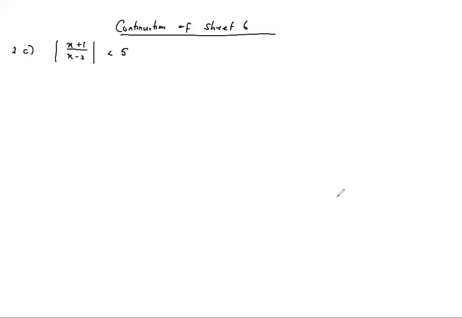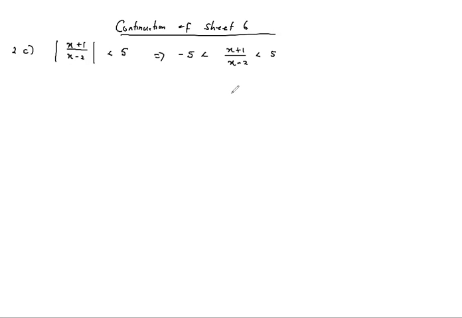Okay, so this is question 2C, question 6, for the sake of record. So when we define this, it becomes -5 less than (x + 1)/(x - 2), which is less than 5. So again, we have a situation where we have constants bounding the fraction, which has the variable in the denominator.